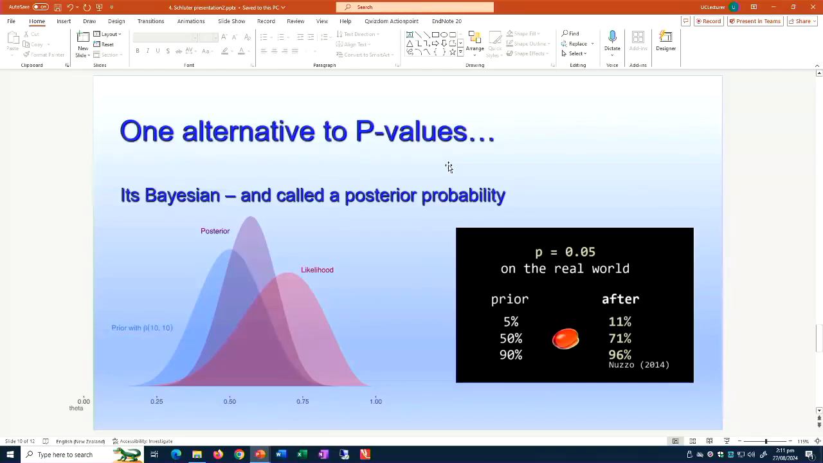I think it's kind of powerful. I think we're driven too much by p-values and significance. I think we should avoid them. And if you want a conversation about that, I'm your guy.